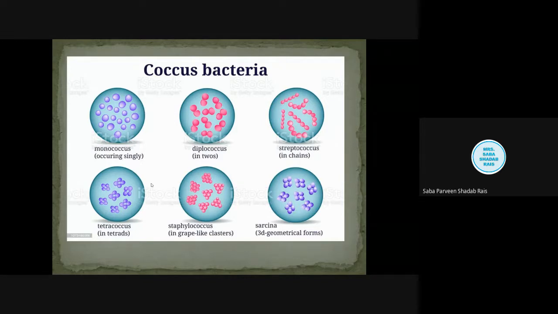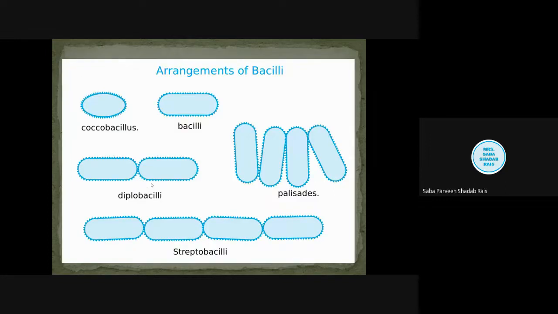And when they are forming a 3D type of geometry, that means they are forming thick huge colonies, they are called sarcina. Next type is the rod shaped bacteria, if you are observing. They are called bacillus, and the plural of bacillus is bacilli. When bacilli are present in pairs, they are called diplobacilli. If they are present in chain form, they are called streptobacilli.